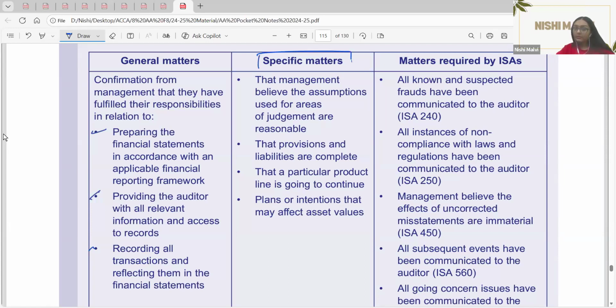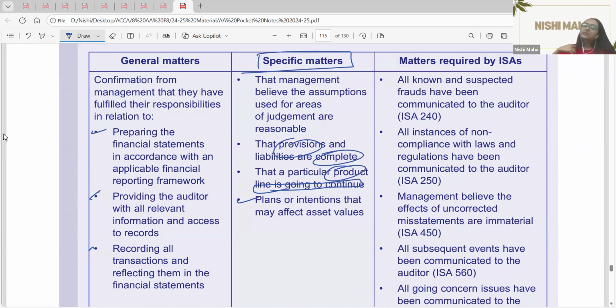In case of any specific matter, let's say where there is a use of judgment. Do you remember the last question we did? Management is taking fair value minus cost, or a close estimation. On what basis have they taken the judgment? You'll check for the written representation. Whether the provisions are correct, whether the provisions are complete, you'll check that. But whether a particular product line is going to continue or not is separate. In case you have doubt about that, you can take that. Plans or intentions regarding any asset, whether that is going to affect or not.